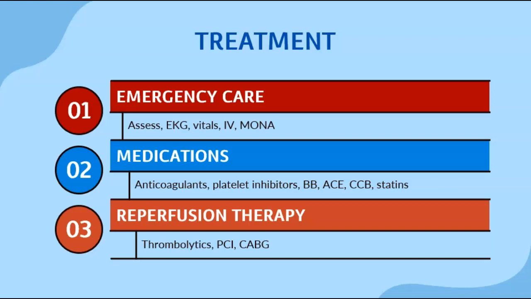Anticoagulation therapy is used to prevent clot formation. The most common anticoagulant you'll see for non-STEMI is heparin IV. Platelet inhibitors such as clopidogrel or Plavix is used as an initial loading dose, and then they'll take this daily for up to 12 months after the diagnosis. And this prevents platelets from clumping together to form clots.